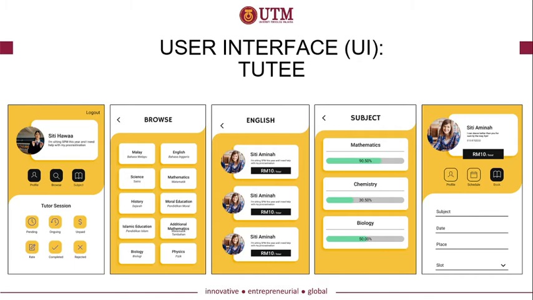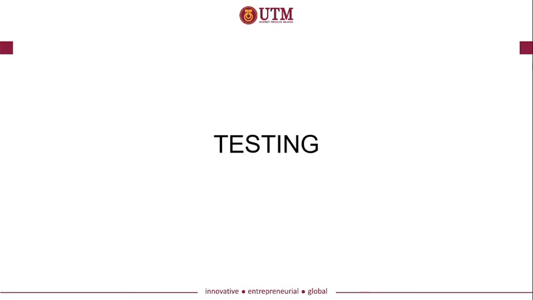And the next one is subject with percentage. Percentage indicates the skills that are rated by the tutor after a completed tutor session. And the last one is the booking page, where we can see the tutor's detail and booking form for subject, date, place, and slot.